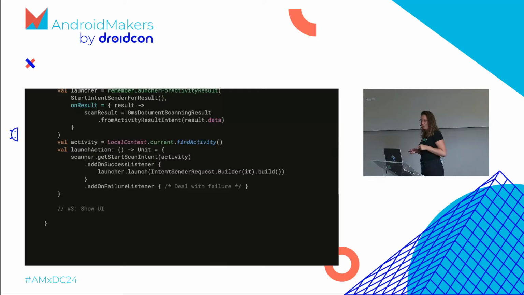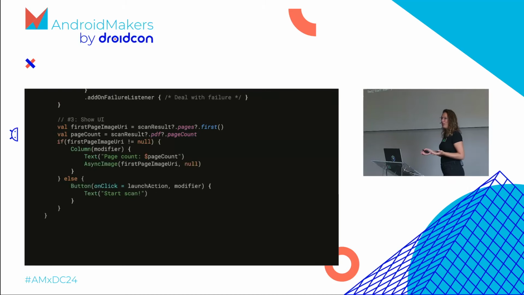But if we have that all set up, then our UI implementation, again, is very similar to the previous one. We retrieve the data that we want to display from our scan results. If that data is not null, we display the PDF image and the page count. But if it is null, we show the button with that launch effect on it.